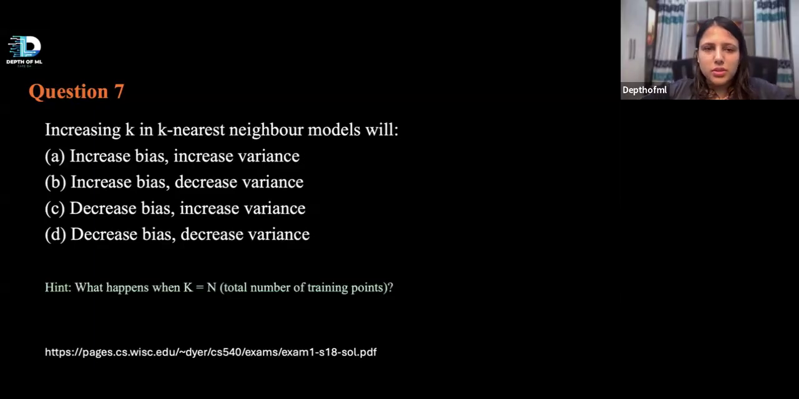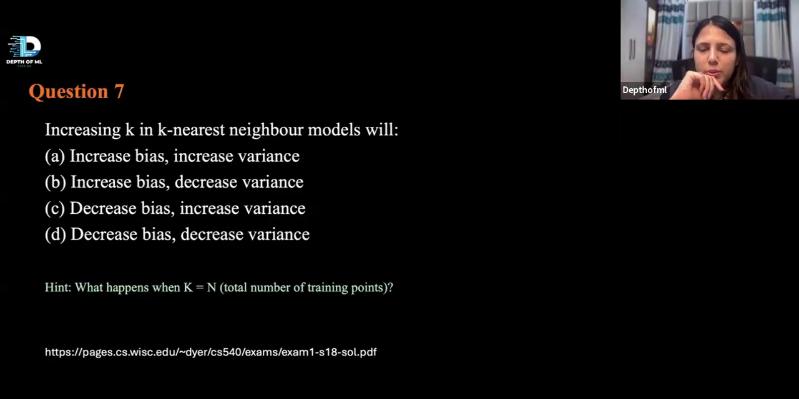Okay, no answers. I'll give you a hint. What happens when K is equal to N, the total number of training points? So think about the extremes. When you have K equal to 1 and K equal to N, what will happen? If K is equal to N, what will happen? For every data point that you have, what will be the prediction value?